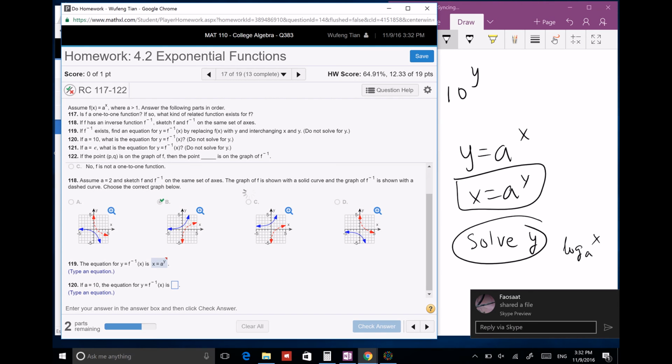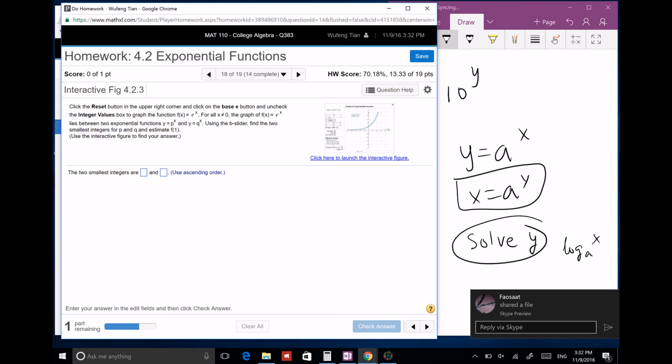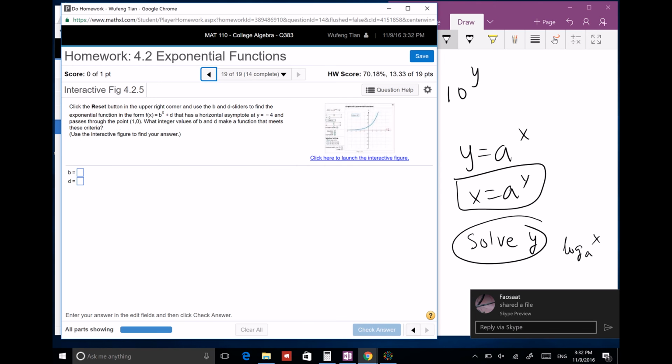Number 17, a is bigger than 1. Number 18, I can't say this one, you can do that yourself. Number 19, you can also do this one and finish that by yourself. And because I can't see the picture here.